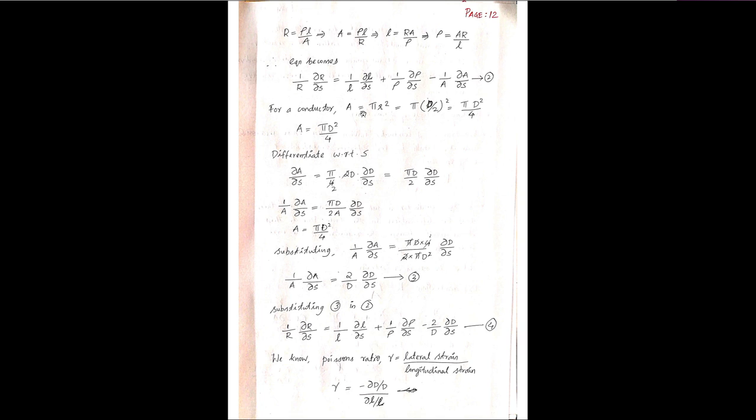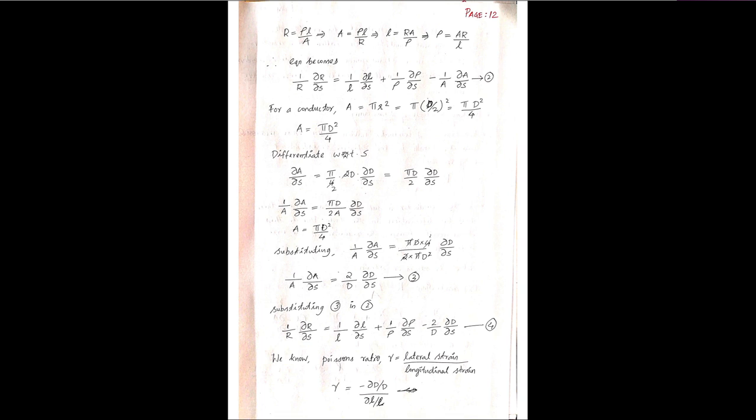And also for a conductor, area is equal to pi R square. If we replace R with the diameter, R is equal to d by 2. So pi into d by 2 whole square, which is equal to pi d square by 4. So A is equal to pi d square by 4. If we differentiate this equation also with respect to S, we will get dou A by dou S, which is equal to, d square is there.